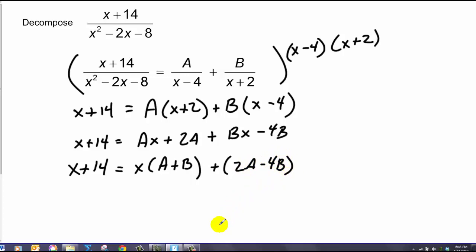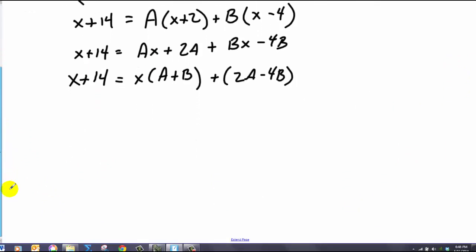Now you'll notice that I have an equation. And an equation states that whatever's on one side is equal to the other. So what that says is that for my x term on the right side, I have a coefficient with that x term of A + B. On the left side, my coefficient in front of the x term is 1. So therefore, I can state that 1 is equal to the quantity A + B.